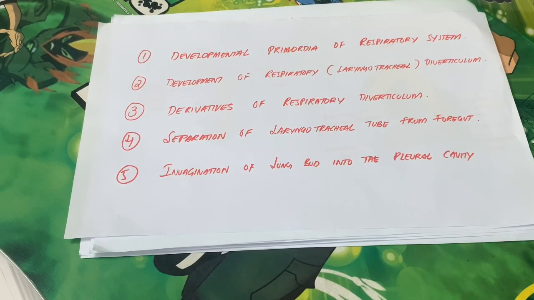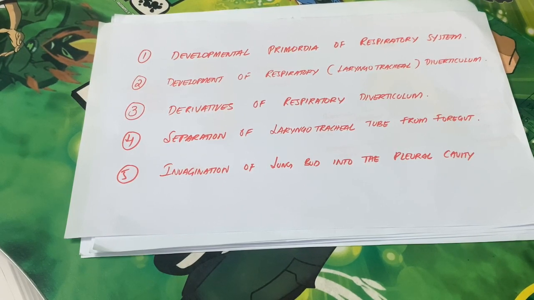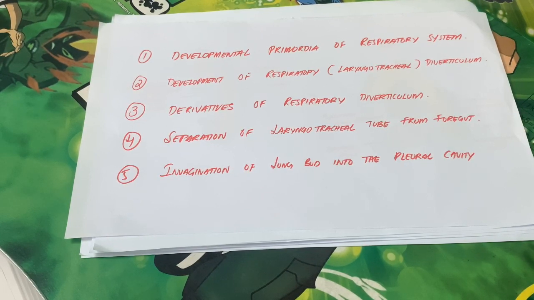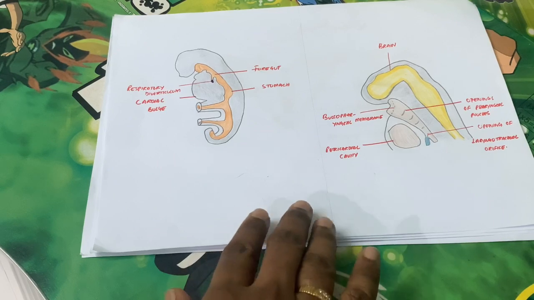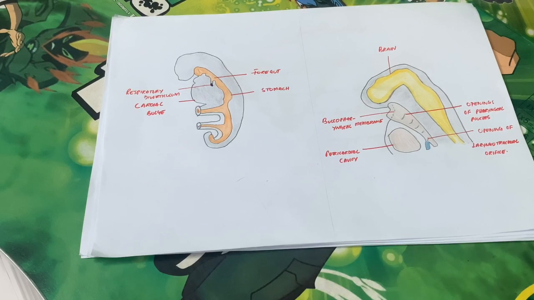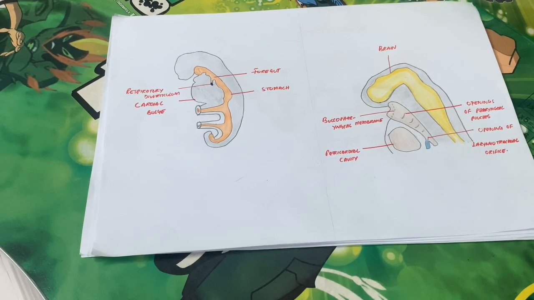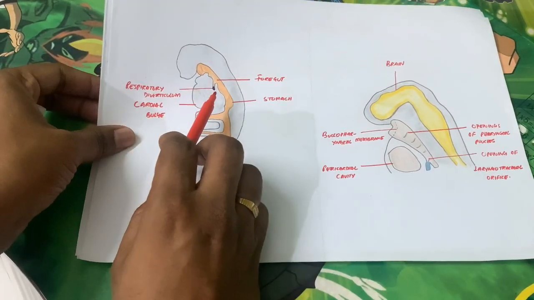First we talk about the development of the primordium of the respiratory system. Under this, one should know that the respiratory system is endodermal in origin, and it develops from the median endodermal diverticulum of the foregut. This diagrammatic presentation makes you clearly understand the site of the respiratory diverticulum. This is the site of the respiratory diverticulum.